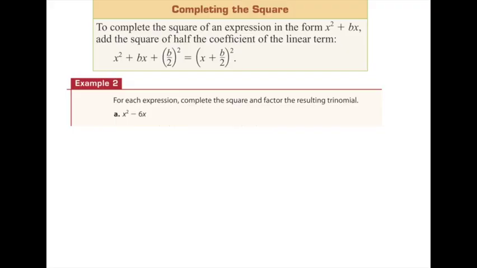So for example, if I had this guy equal to something and I wanted to use this method, I would cut the guy that's in front of my x in half. So what happens when I cut the 6 in half? I get a 3, right? If I square that 3, I get a 9. That's what I would have to add to the end of that to make it a perfect square, so that I could factor it like this. All right? And so we're going to use that method to complete the square so that we can solve by completing the square.